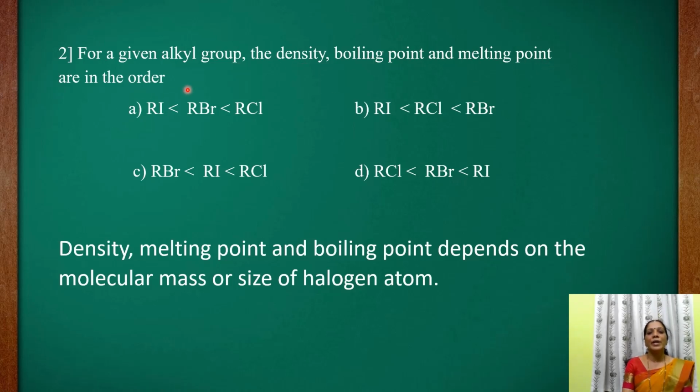Hence, for a given alkyl group, the density, boiling point and melting point in the order means, we have studied the synopsis part of this, and we know that the density, boiling point and melting point are physical properties. All these physical properties depend on the molecular mass of the compound. Now we know that the R group is identical here. Hence no need to check the mass of this R group for each and every compound.